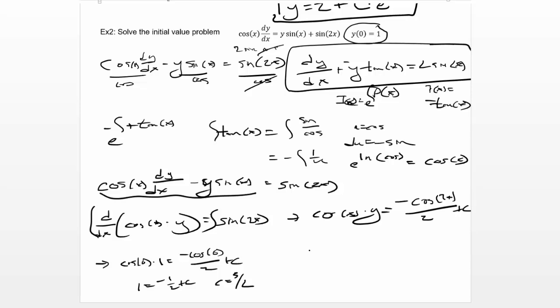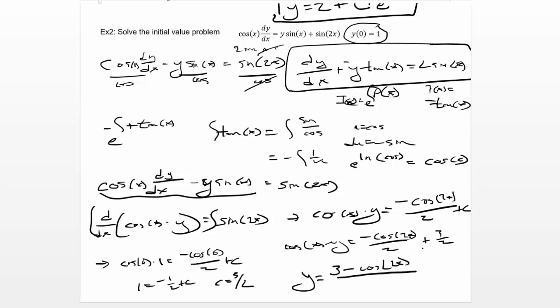Substituting 3/2 in, we get cosine of x times y equals minus cosine of 2x over 2 plus 3 halves. Solving for y by dividing everything by cosine, I get y equals minus cosine 2x plus 3, or how about 3 minus cosine of 2x. I can do that because these have a common denominator, 2, and then what I divided by, which is cosine of x.